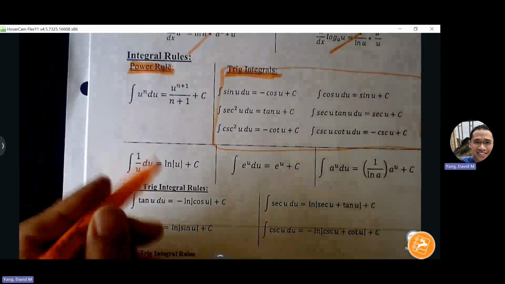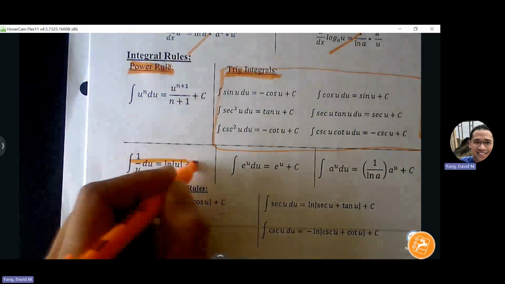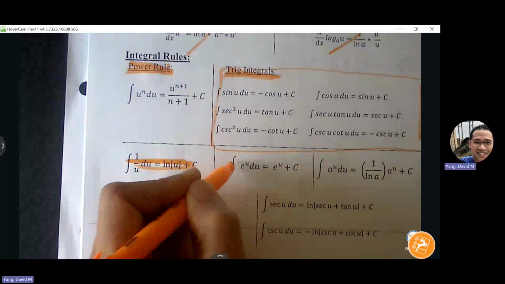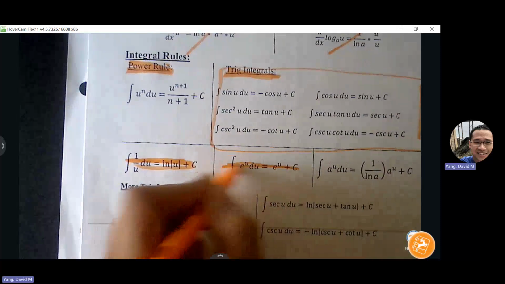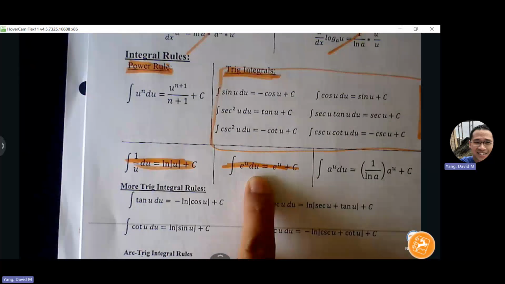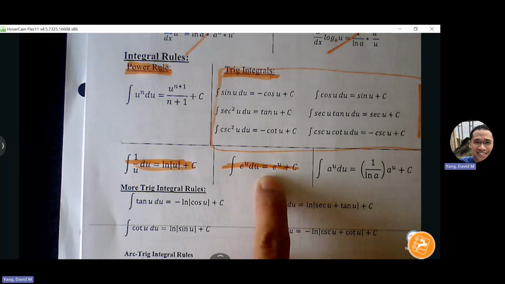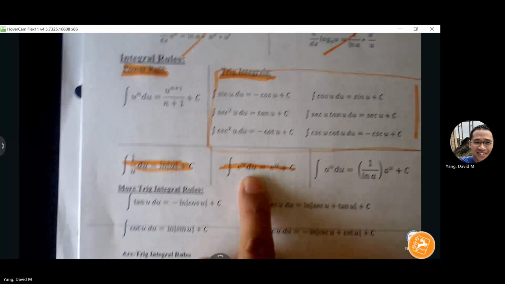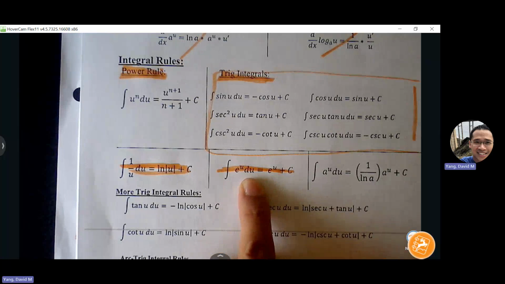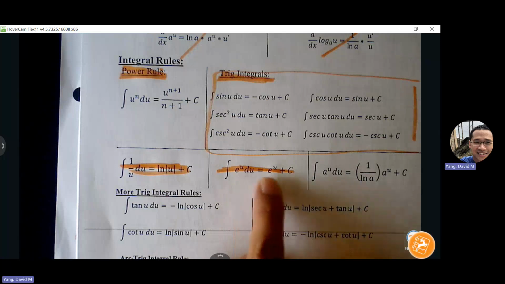Okay, 1 over u du, we just learned this. This is involving natural log. E to the u, we briefly talked about this, but the nice thing is that if the derivative of e to the u is e to the u times u prime, then the antiderivative of e to the u is e to the u plus c. So technically this is what people say the easiest rule is because there's no change, right? The integral of e to the u is just e to the u.